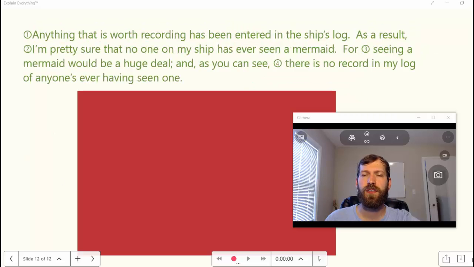All right, our argument tells us anything that is worth recording has been entered in the ship's log. As a result, I'm pretty sure that no one on my ship has ever seen a mermaid. For seeing a mermaid would be a huge deal, and as you can see, there is no record in my log of anyone's ever having seen one. So go ahead and pause the video, try your hand at diagramming this argument, then I'll reveal how it should be diagrammed and I'll talk about it.